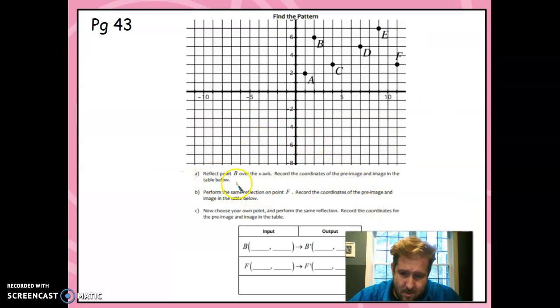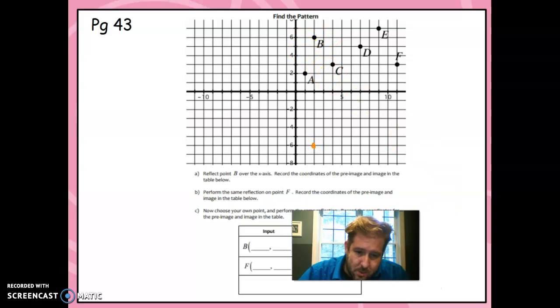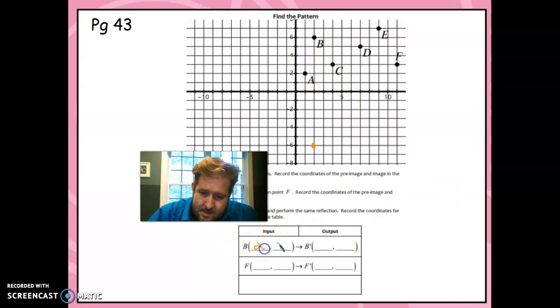Now, in this activity here, it says reflect point B over the x-axis, and we have done that in the last video. 1, 2, 3, 4, 5, 6. 1, 2, 3, 4, 5, 6. Now, that means that point B, which was at (2, 6), is now at (2, -6). And then what you notice is that the x stayed the same and the y changed to the opposite. And that is what's going to happen for all of the points.